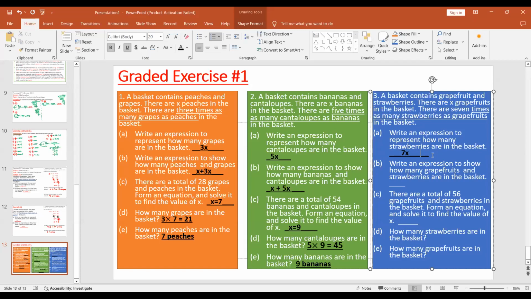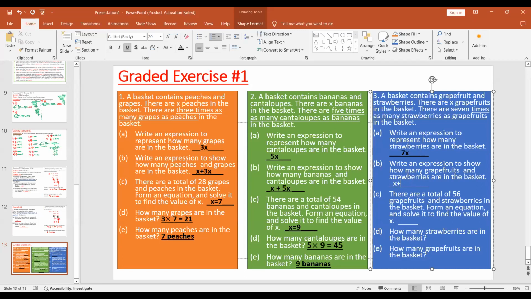Renee, are you understanding how we got the answer? Yes, sir. Good. And B, go ahead. Write an expression to show how many grapefruits and strawberries are in the basket. X grapefruits plus 7X strawberries. Very good. It's going to be X plus 7X.